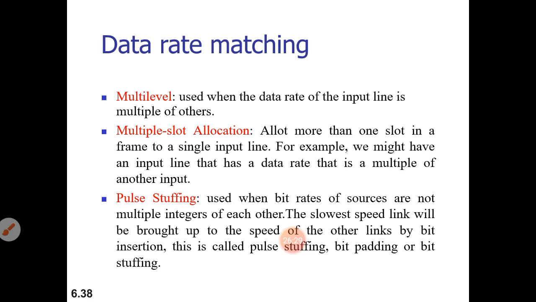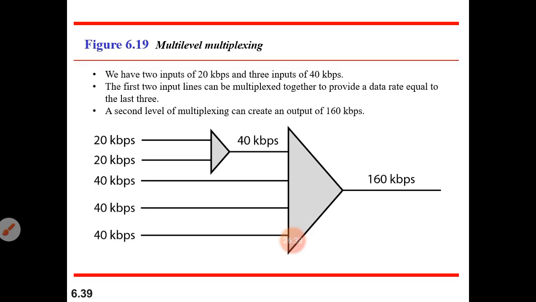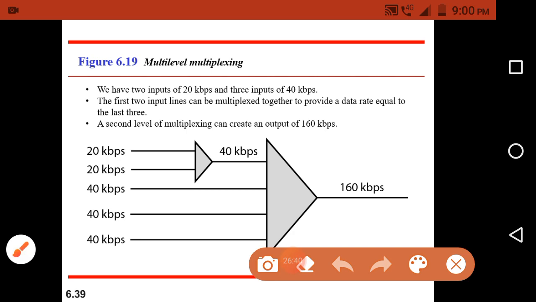First we will discuss what multi-level is. Multi-level is used when the data rate of an input line is a multiple of the others. Multiple of others means that the data rate is a multiple of another data rate.